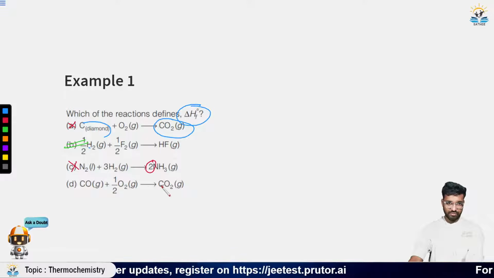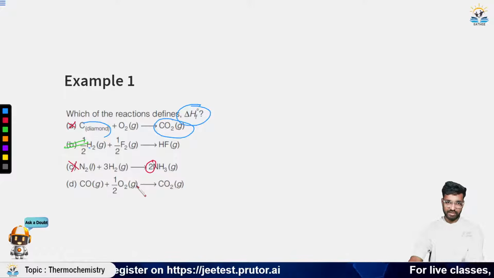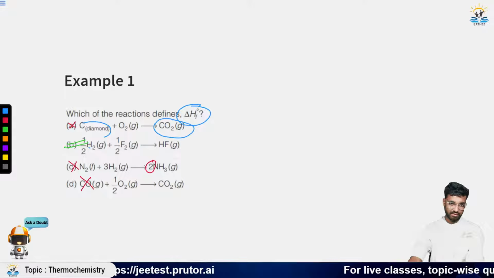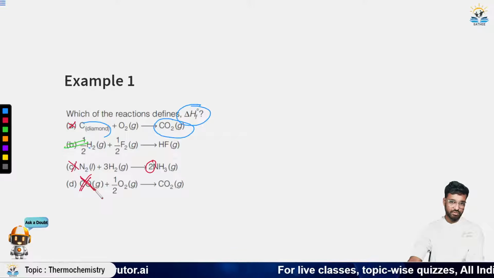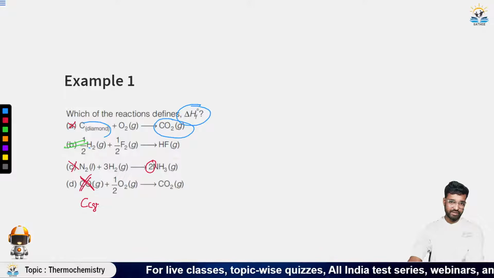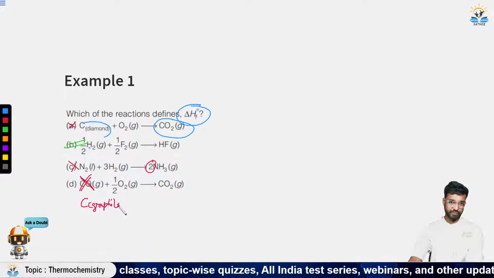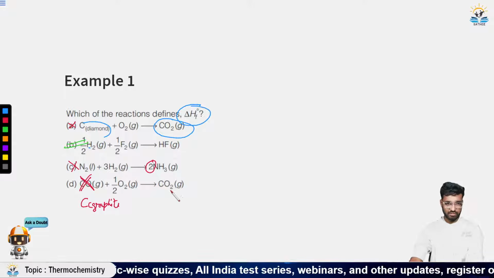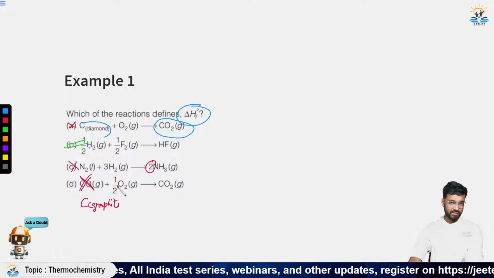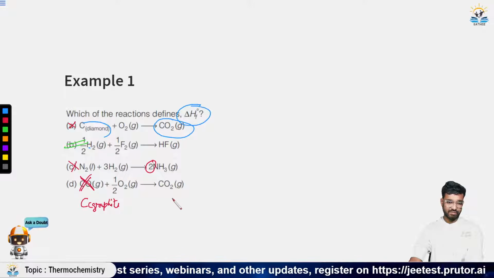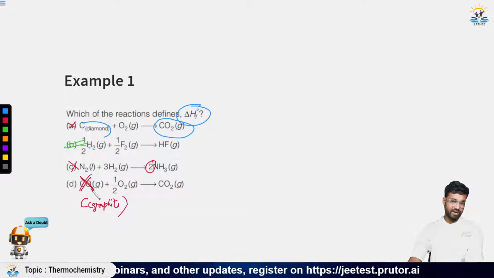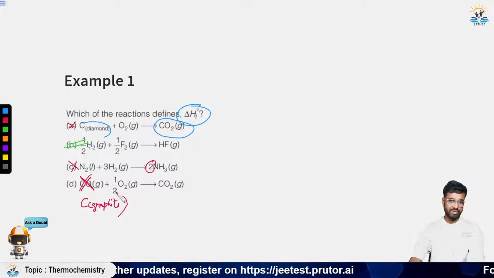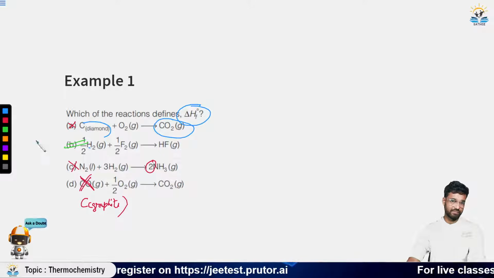Why? Because we have to take the elemental form in the standard state, and this CO is not the elemental form at all. Suppose in place of CO we had carbon in the graphite state, with one carbon. If this was the equation, then it would have been right, but since it is not, it is completely wrong. So this is the correct answer we have.